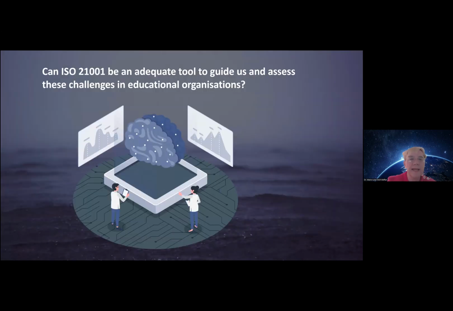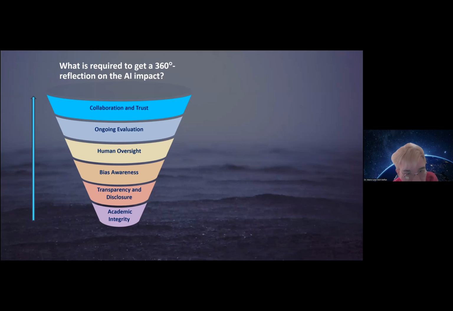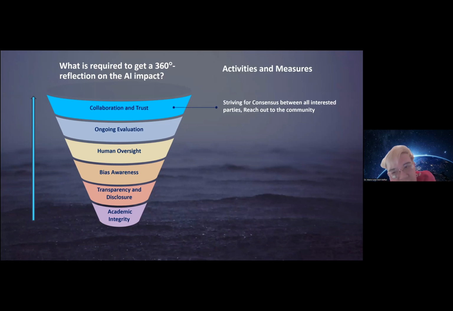So the question is, can ISO 21001 be the adequate tool to guide us here? Let's see. What is required to get a 360 degree reflection on the AI impact? What can we do? Activities and measures can be to create collaboration and trust. We have to strive for consensus between all interested parties and reach out to the community.